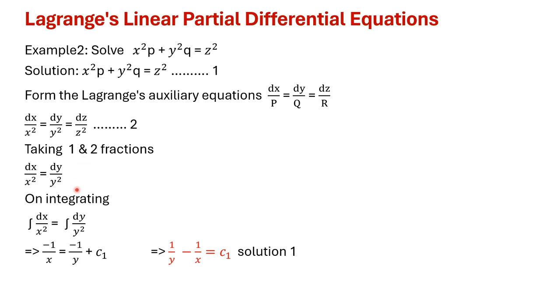On integrating, here dx by x square, 1 by x square, the integration of 1 by x square is minus 1 by x, the integration of 1 by y square is minus 1 by y, plus an integral constant, we'll take it as C1. So bring this term here.